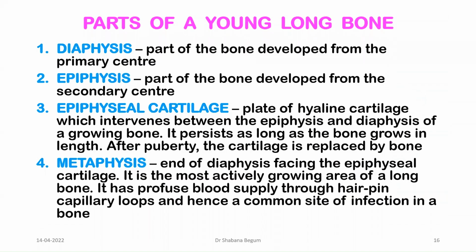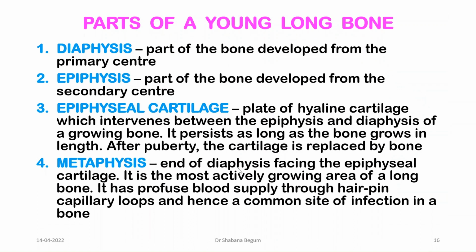So let us recapitulate the parts of a young long bone. The diaphysis is the part of the bone developed from the primary center. The epiphysis is the part of the bone developed from the secondary center. The epiphyseal cartilage is a plate of hyaline cartilage which intervenes between the epiphysis and diaphysis. It persists as long as the bone grows in length, and after puberty, it will be replaced by bone.